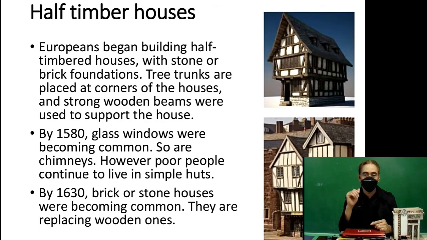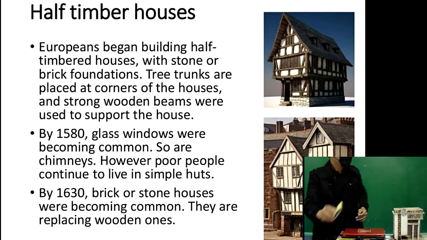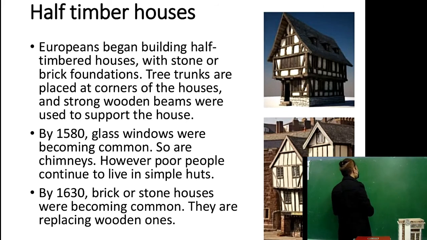Half-timber houses. Europeans began building half-timber houses. With a stone or brick foundation, tree trunks were placed at the corners of the houses, and strong wooden beams were used to support the house. By 1580, glass windows were becoming common, and so were chimneys. However, poor people continued to live in simple huts. By 1630, brick or stone houses were becoming common, replacing wooden ones.